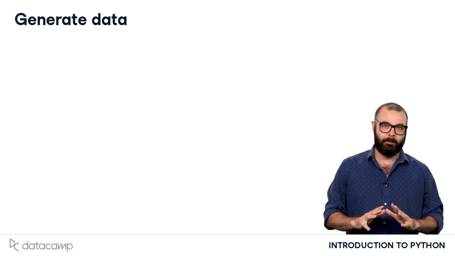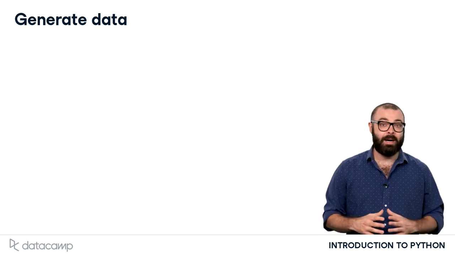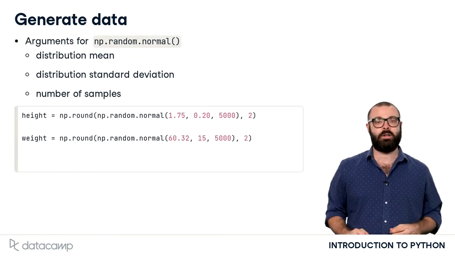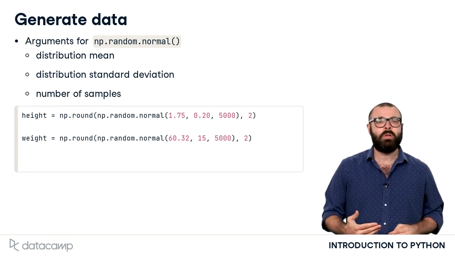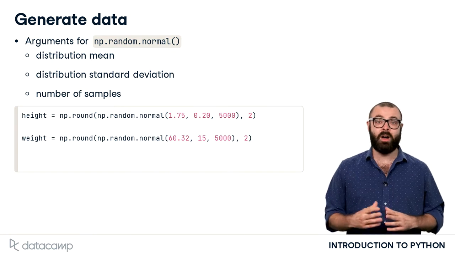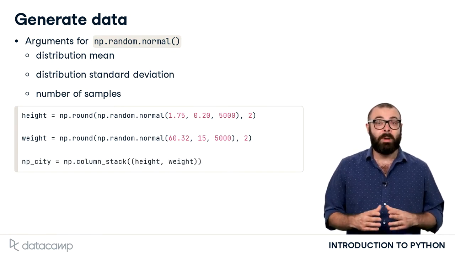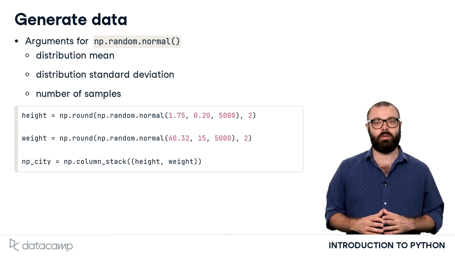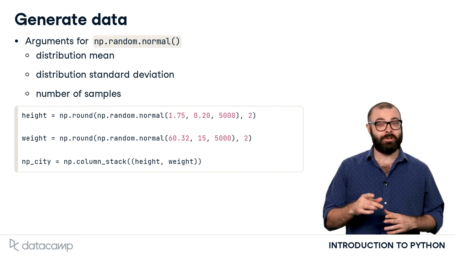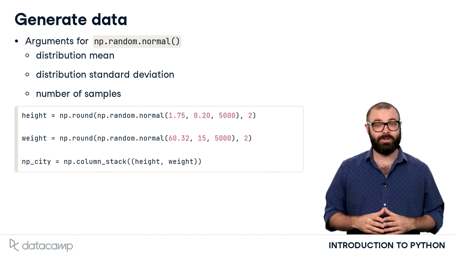Just a side note here. If you're wondering how we came up with the data in this video, we simulated it with NumPy functions. We sampled 2 random distributions 5,000 times to create the height and weight arrays, and then used column_stack to paste them together as 2 columns. Another awesome thing that NumPy can do, and that you'll learn to do in the next course.